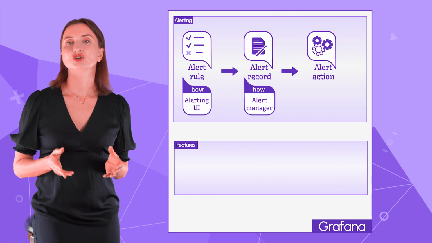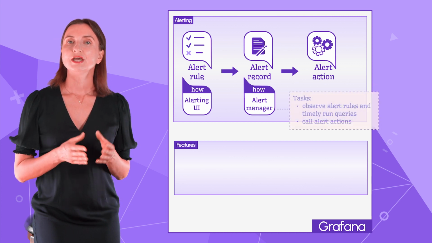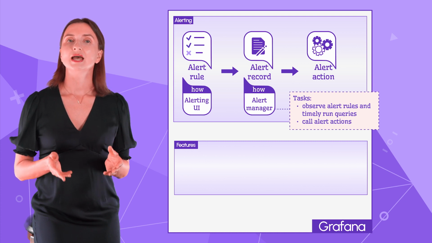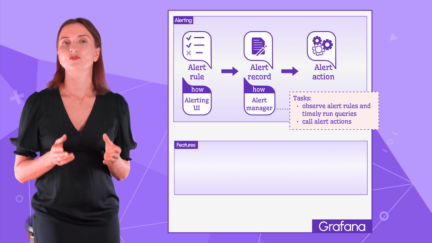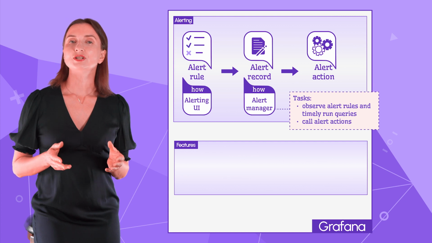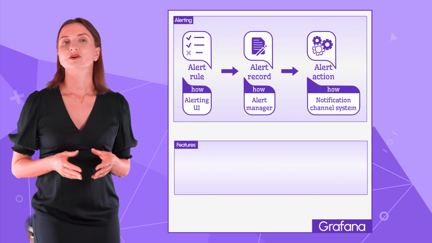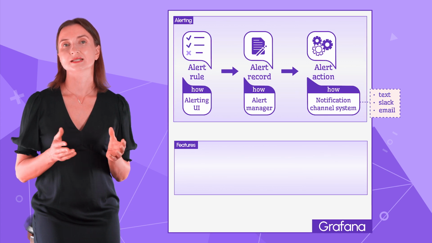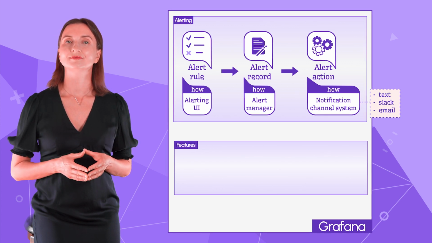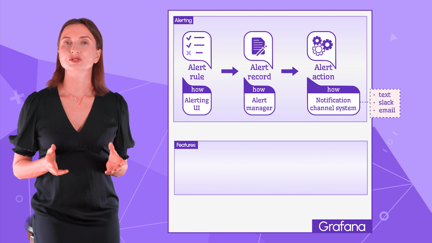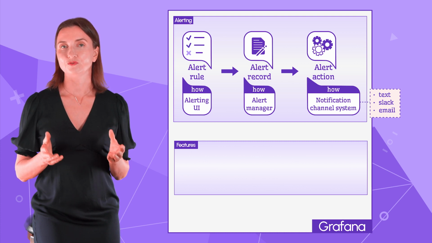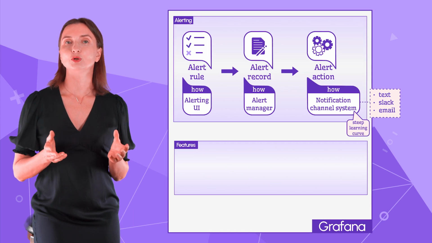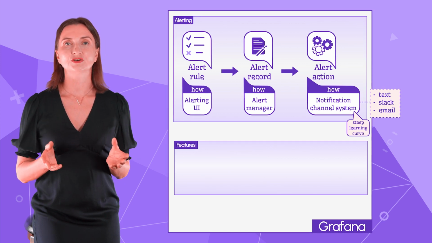The Alert Manager does two things. First, it observes the existing alert rules and runs the specified queries. And second, it calls the configured alert actions. The alert action is the third component. Grafana has a notification channel system which sends messages via text, Slack, email, and so on. Based on the number of questions we received from the community about configuring the notification channel system, I can assume it has a steep learning curve, even for seasoned Grafana users.